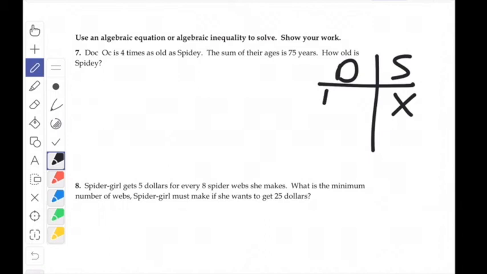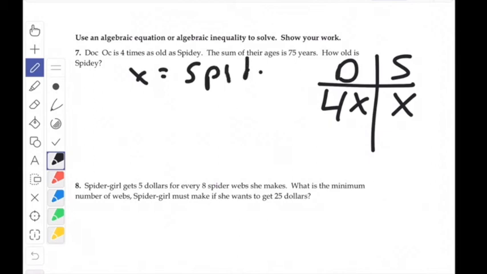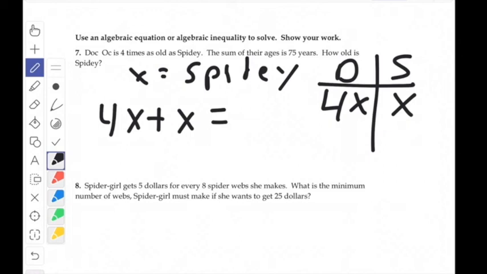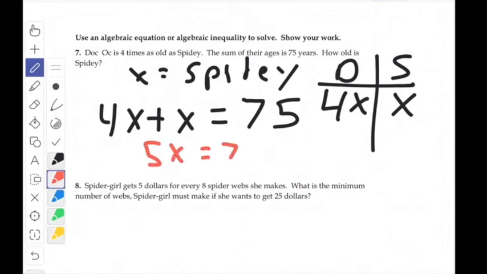Doc Ock is 4 times as old as Spidey. All right, so X will equal Spidey's age. I'm just going to write Spidey for Spidey's age. All right, the sum of their ages, so it's 4X plus X, because the sum means adding, which is equal to 75 years. So combine like terms. So I have 5X equals 75.